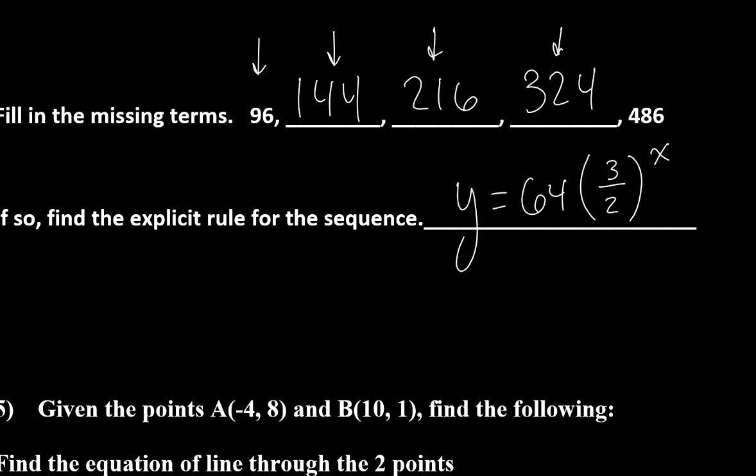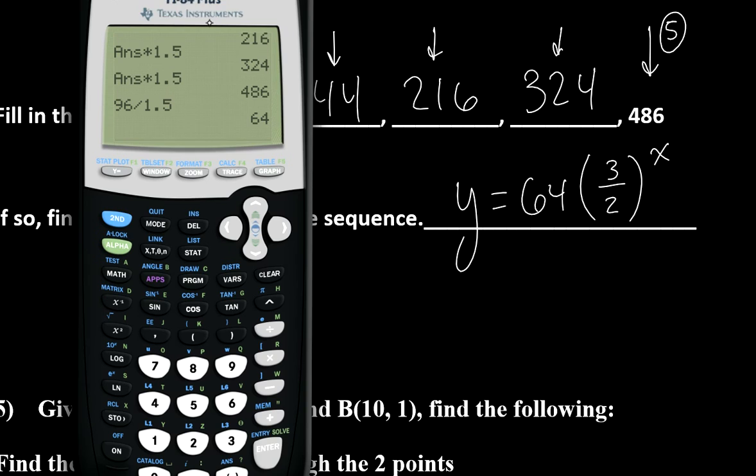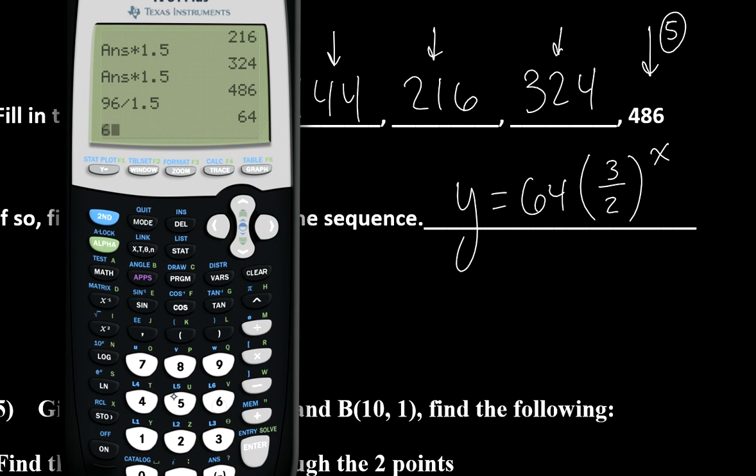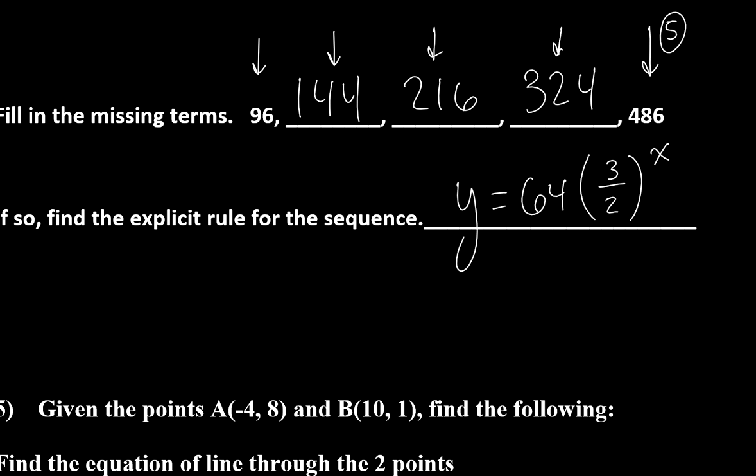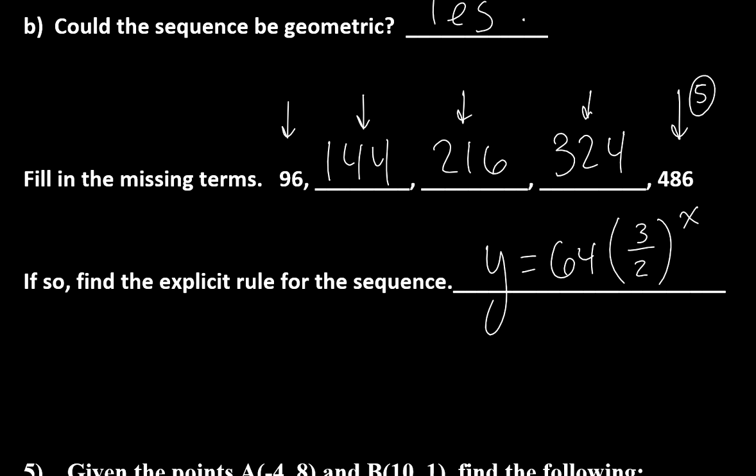Just by way of demonstration, if I wanted to know the fifth term, I can see what it is, right? But I want to check this formula. So if I take 64 times open parentheses 3/2, and I raise that to the power of 5, as soon as I do that, my calculator says 486. That's great. Perfect. All right, that is it for question number 4.